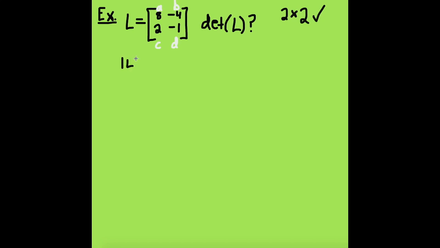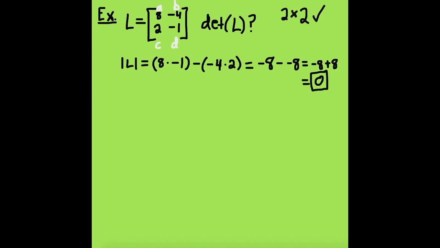The determinant of L equals 8 times negative 1 minus negative 4 times 2. We are just substituting A, B, C, and D in the formula. 8 times negative 1 is negative 8, and negative 4 times 2 is negative 8. Negative 8 minus negative 8 is negative 8 plus 8, which equals 0. Therefore, the determinant of matrix L equals 0. Since the determinant equals 0, the matrix is not invertible. Let's try another example.